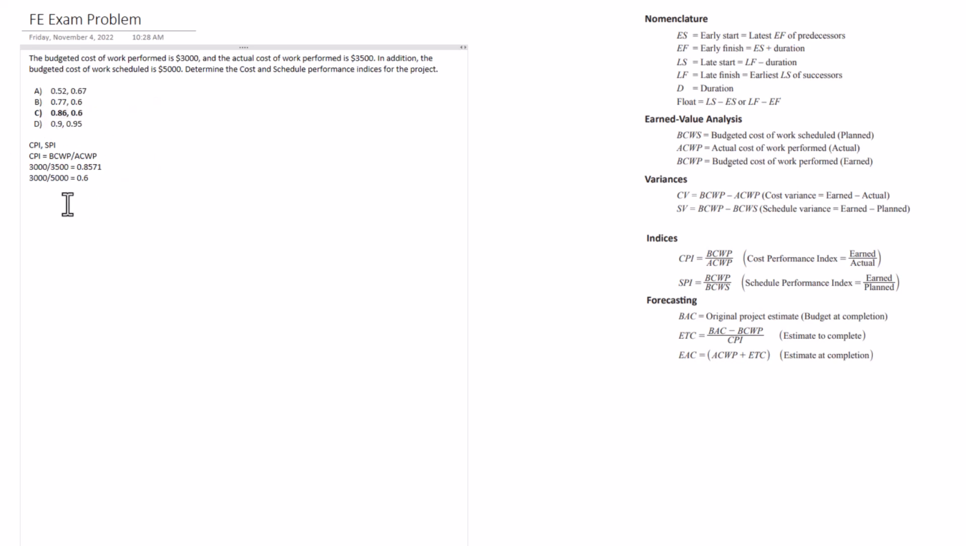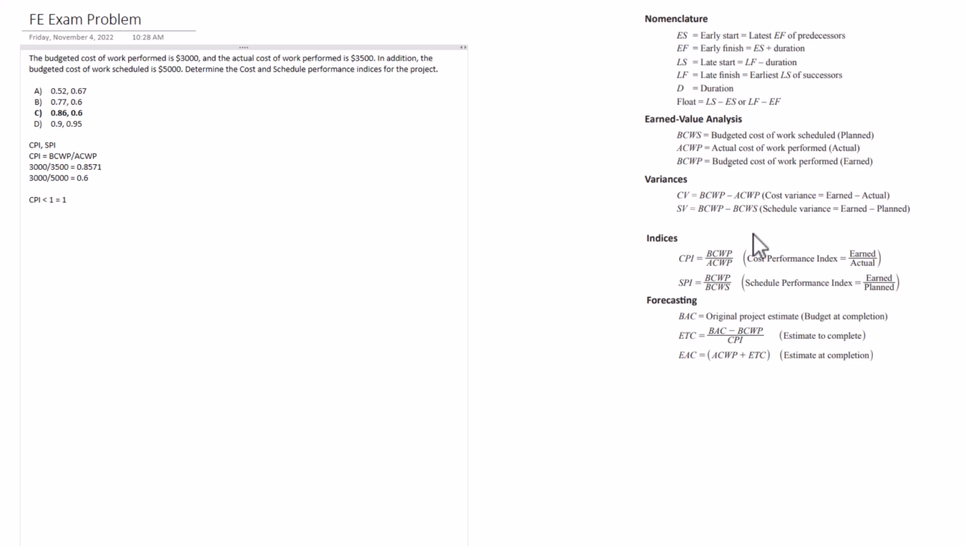Now let's go a little deeper with this problem here. For these values given, is the project behind schedule and also over budget, or is it under budget and ahead of schedule? And so when determining these values here, we want to know what the CPI is. Is it greater than 1? Is it equal to 1? Or is it less than 1? And in this case, the CPI was less than 1.